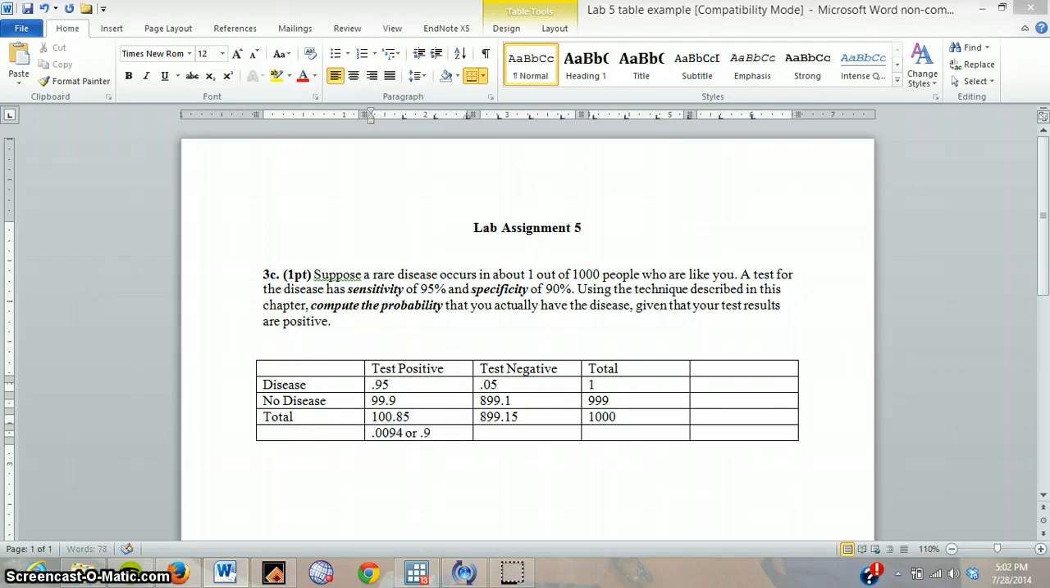Or 0.94%. So we can see here that the chances we actually have the disease despite testing positive are very small.